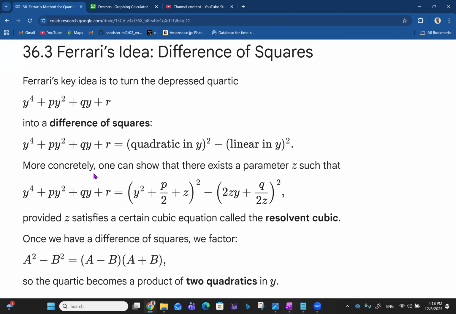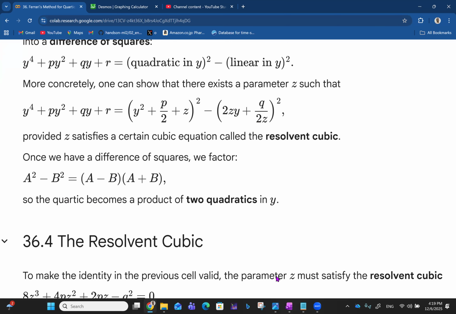So more concretely, one can show that there exists a parameter z such that y raised to power 4 plus py squared plus qy plus r is the same thing as y squared plus p over 2 plus z, all squared, minus 2zy plus q over 2z raised to power 2. So we want to be able to do that, okay? Provided z satisfies a certain cubic equation called the resolvent cubic. Once we have a difference of squares, we can then factor a squared minus b squared to be a minus b into a plus b, which we've all encountered a lot of times. So the quartic becomes a product of two quadratics in y, right?